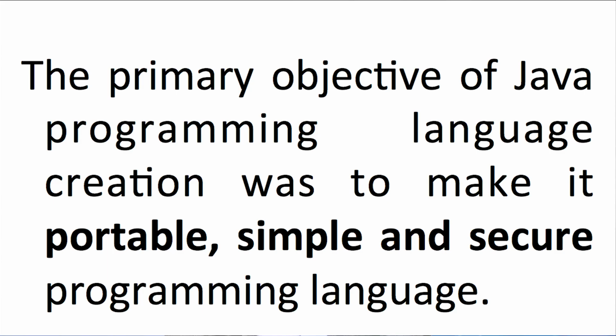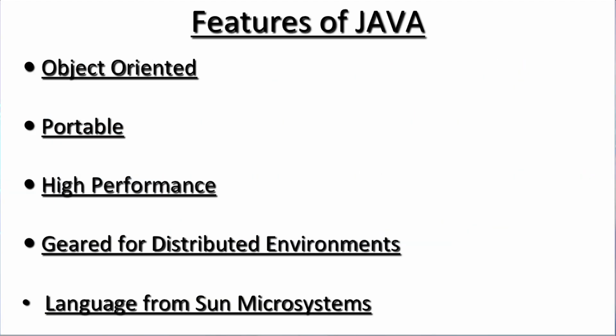Now, some of the features of Java. Java is a completely object oriented programming language. Java is a portable programming language and its performance is very high. We can execute any mathematical programs and perform mathematical calculations in Java, and it works in a distributed environment, meaning the program or software in different areas, in different systems, we can execute as one system, and this language was developed by Sun Microsystems.